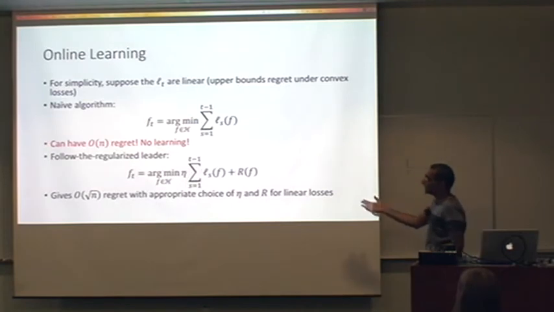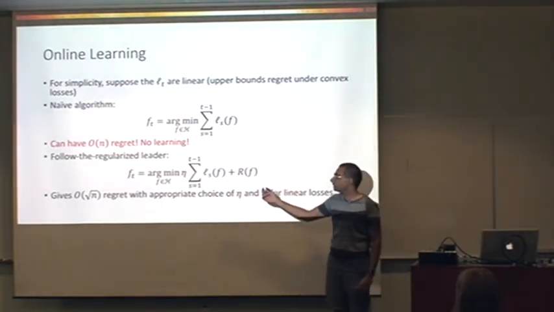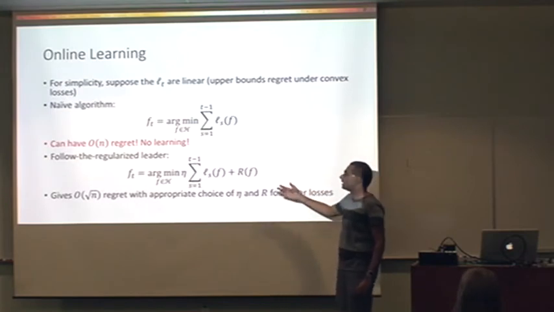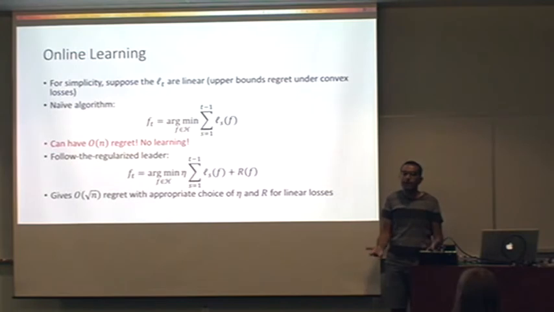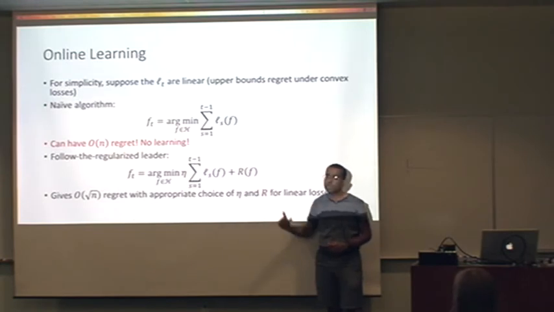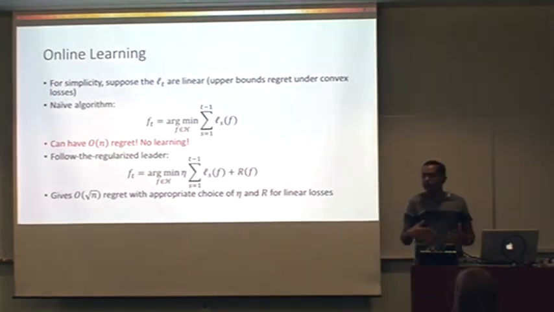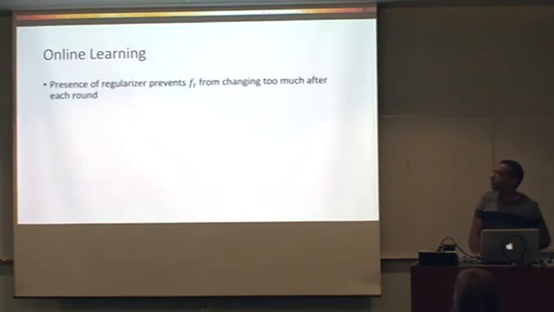And it turns out that this algorithm does give you good regret, so it gives you on the order of square root of n regret, if you pick eta appropriately and you pick R appropriately. And when I say appropriately, people know how to pick these. It's not just that there exists some eta. There's an equation for what eta you should pick with your regret and what R you should pick. And it turns out that the regularizer you should pick here. So I'll come back to that in a second.